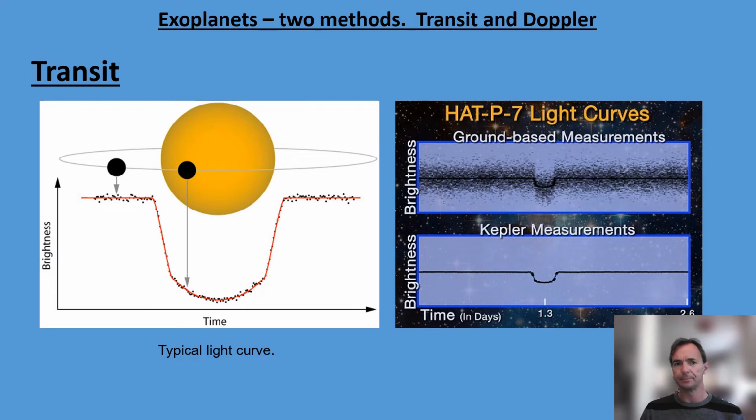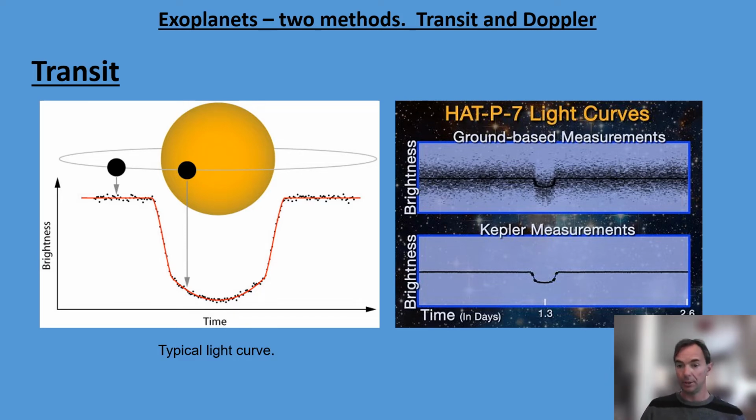So, transit method. This is exoplanets. This is when we have the unusual circumstance where the planet passes in front of the star. And this happens with Venus, of course, from the Earth. You see the transit of Venus across the Sun. And this can happen on other stars.